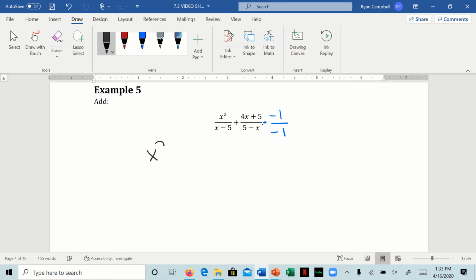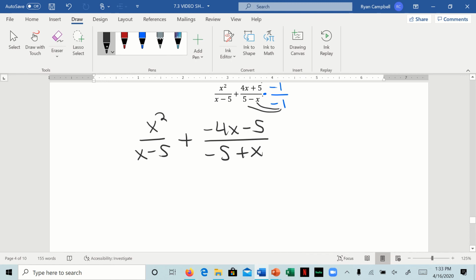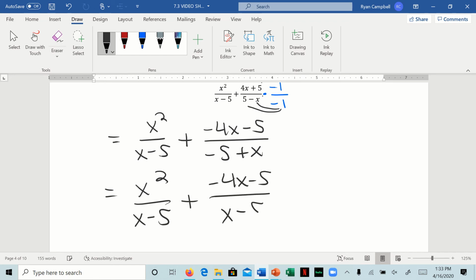So the first term doesn't change. That's still x squared over x minus 5 plus, and now we're just going to distribute that negative 1 to the top. So we got negative 4x minus 5 over, and we distribute that negative 1 to both of them as well. So negative 5 plus x. And if you want, you can flip the bottom around so you get x squared over x minus 5 plus negative 4x minus 5 over x minus 5.